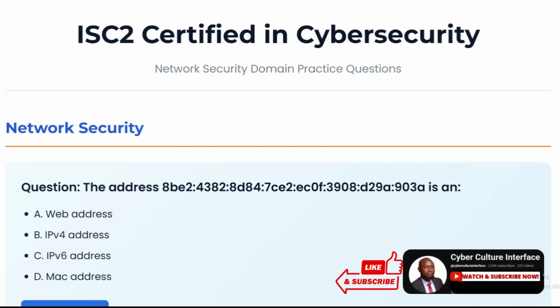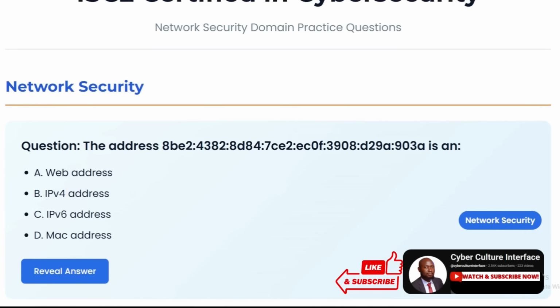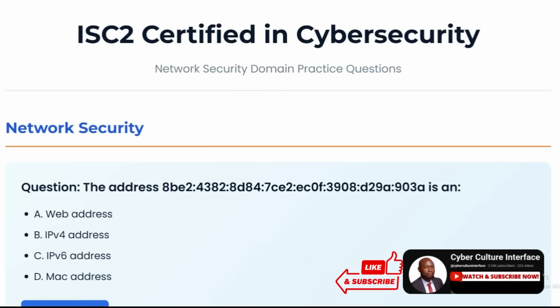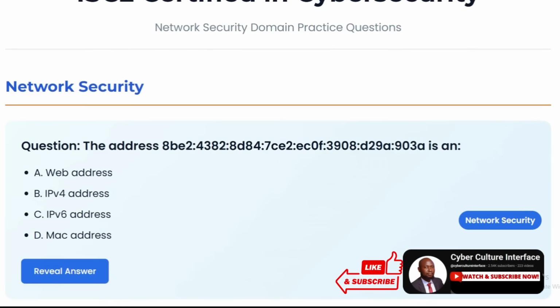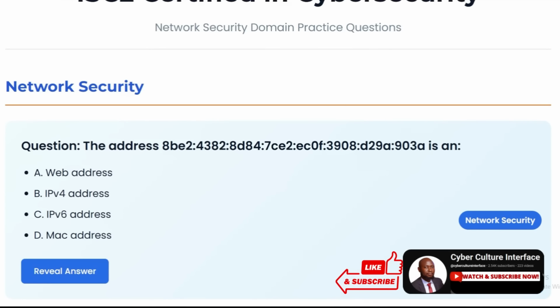Today, network security. Network security is one of the areas many people have found challenging in the exam. But we're looking at 10 questions today that will help you get ready. That will give you an idea of how well prepared you are in this domain. So the first question we are looking at today is question one.